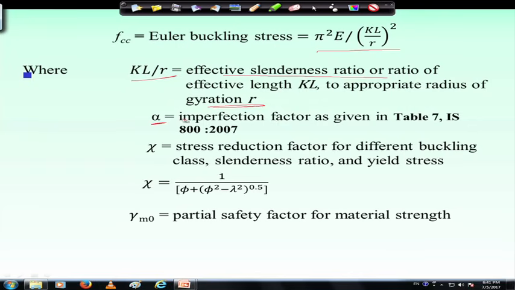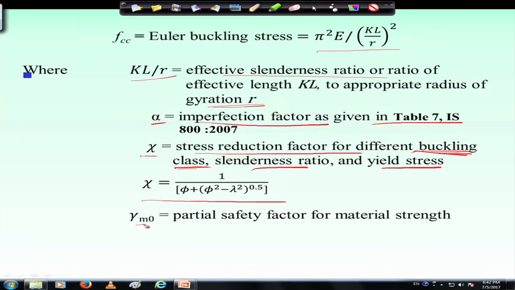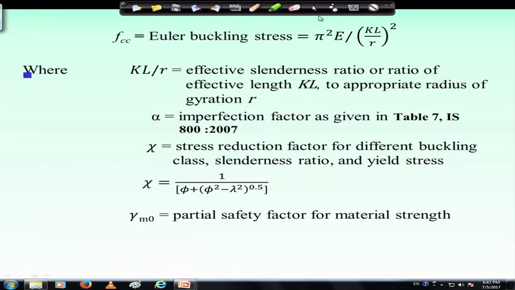Then alpha is the imperfection factor as given in table 7 of IS 800 2007, and this chi is the stress reduction factor for different buckling class, slenderness ratio and yield stress, right. So, 3 things have been taken into consideration: buckling class, slenderness ratio and yield stress. So, this we can find out, and gamma m 0 is the partial safety factor for material strength. So, this is how we can find out the value of F c d.